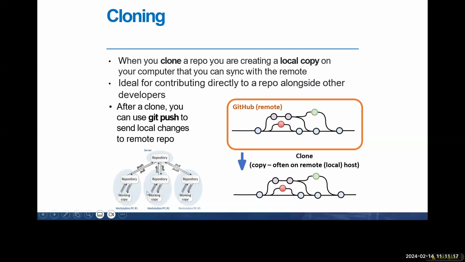When you are cloning, you are working in the local repository. When you do git push, you are sending all your local changes to this remote or server repository. Here we have the GitHub remote. Here we have the main branch, the hotfix branch, feature 1, feature 2. Then we are cloning, making a copy, often on a remote or local host. As you can see here, we are making a copy of this GitHub remote.